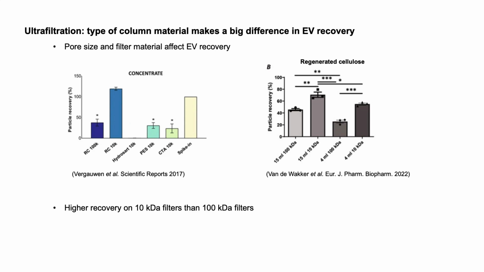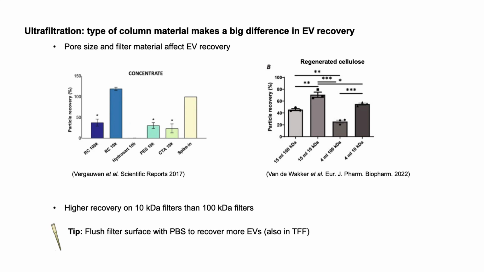Before you load it on size exclusion, you probably want to concentrate it further, and for this you can use ultrafiltration. Here it's important to notice that the pore size of your filter and also the filter material will affect the recovery of your EVs. So regenerated cellulose is performing a bit better than polyether sulfone. But even within the group of regenerated cellulose filters, there is a difference between 10 kD and 100 kD filters in terms of recovery. So it's important to be aware of losses in this step.